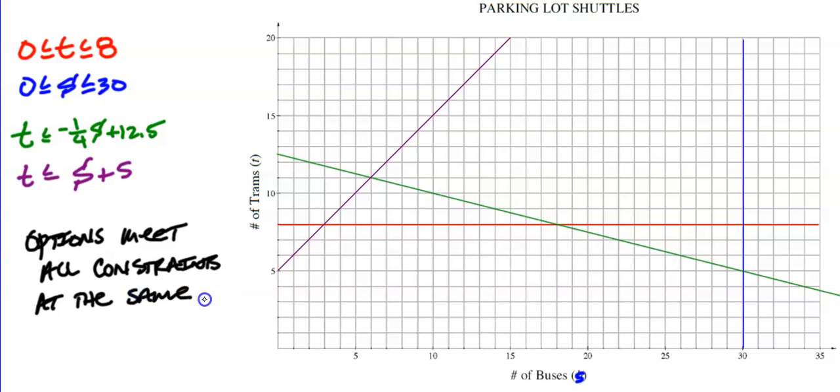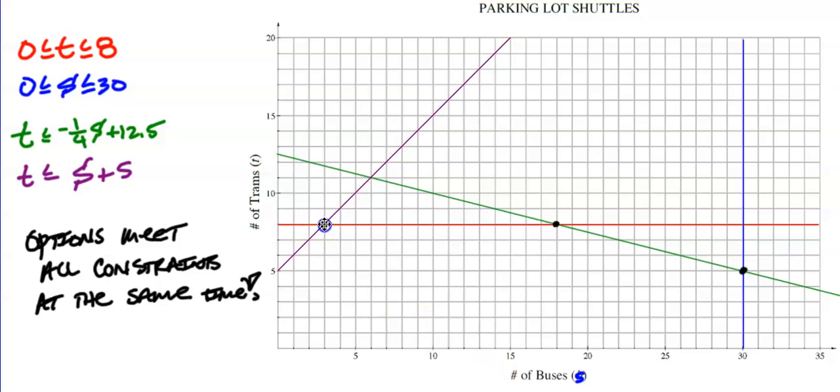So that's our solution at the same time. It's everything that's underneath the purple, underneath the green, underneath the red, and to the left of the blue. So it's everything that's kind of in here. And so we want to maximize that. So we could take this point here, this point here, and we could also take this point here.